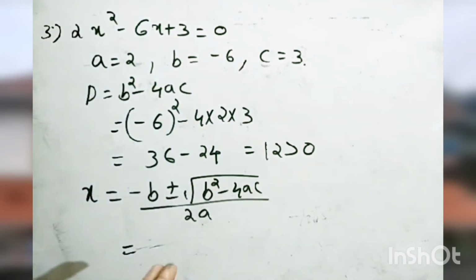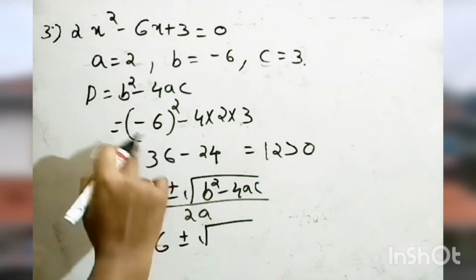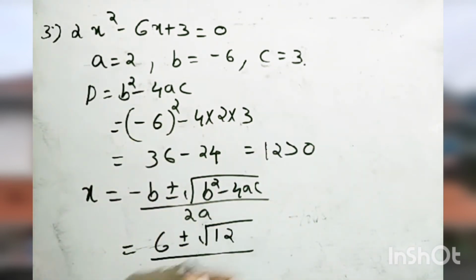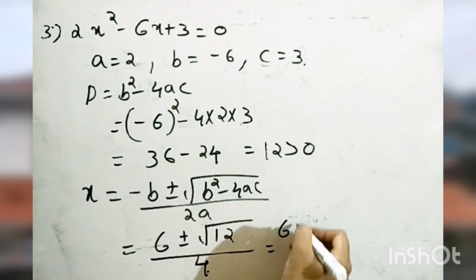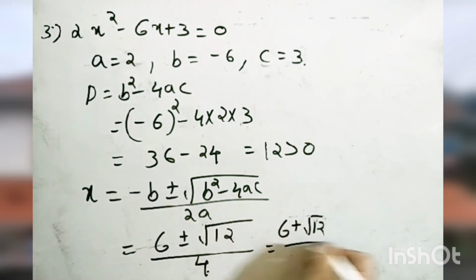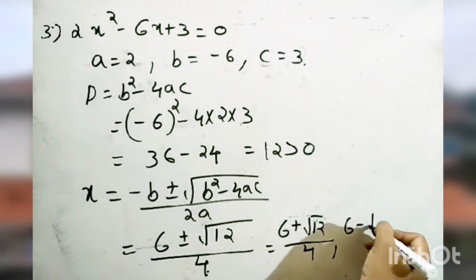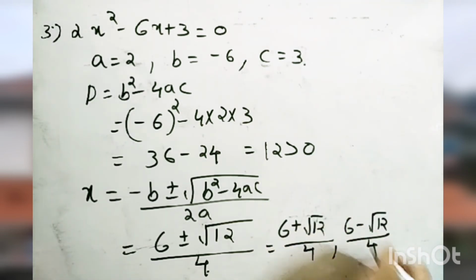Already the value of b is minus 6, so minus b becomes plus 6, plus or minus square root of b square minus 4ac, whose value is 12, divided by 2 into 2, that is 4. So x equals 6 plus root 12 by 4, comma, 6 minus root 12 by 4. You can simplify it and you will get 3 plus root 3 by 2.